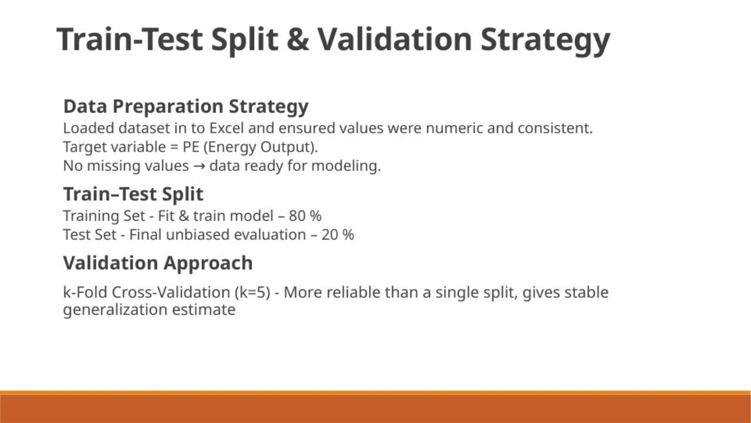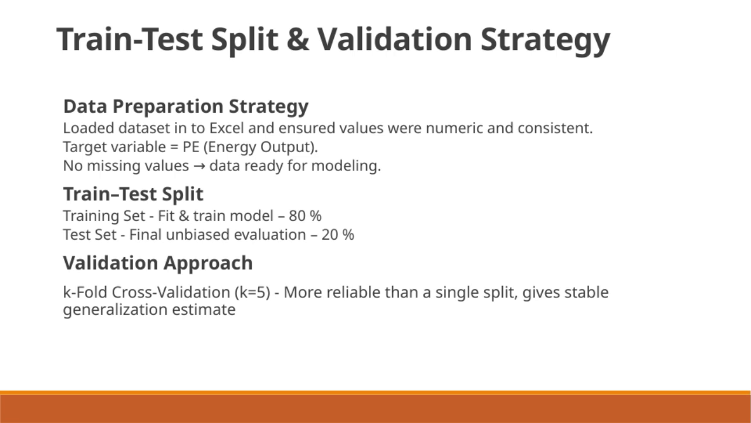Let's start with our data preparation strategy. I loaded the dataset into Excel and took care to ensure that all the values were numeric and consistent throughout. This step is crucial because clean data leads to more reliable models. The target variable we're focusing on is PE, which represents energy output. Since there were no missing values in the dataset, it means our data is ready for modeling without the need for imputation or additional cleaning.